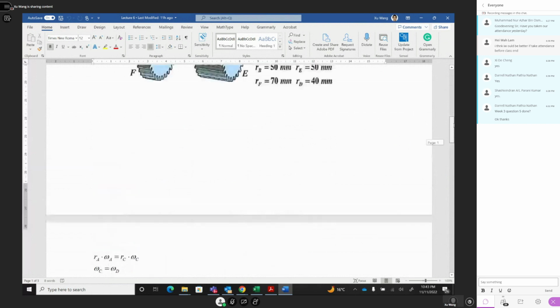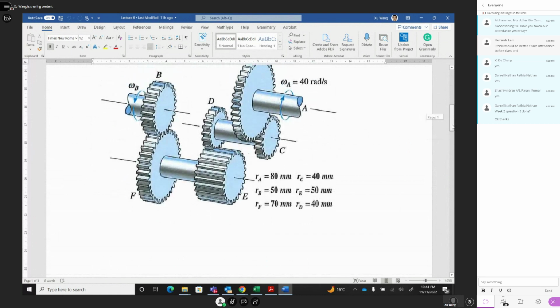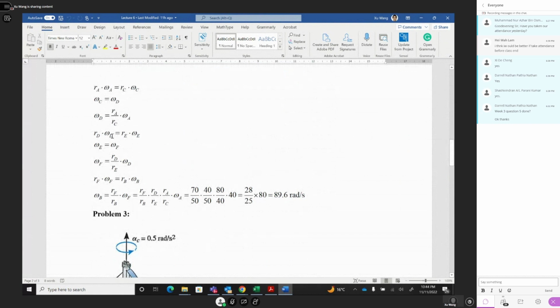Then we get to the second gear mesh pair, D and E. For D and E we use the mesh formula RD omega D equals RE omega E. Then you can solve omega E: omega E is RD divided by RE times omega D. But omega E equals omega F, so you replace omega E by omega F. This is the second equation.